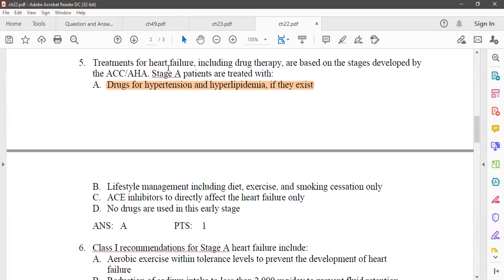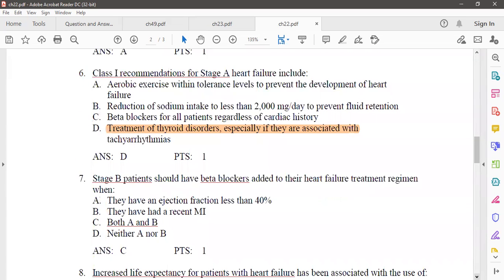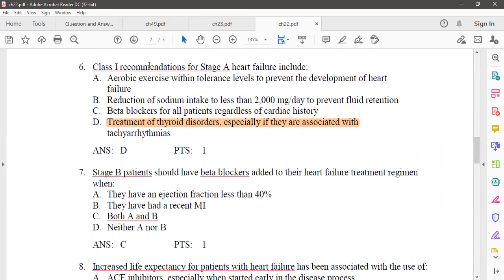Treatment for heart failure, including drug therapy, is based on the stage developed by the ACC and AHA. Stage A patients are treated with drugs for hypertension and hyperlipidemia if they exist. Stage A, we could start the medication. Class 1 recommendations for stage A heart failure include treatment of thyroid disorders, especially if they are associated with tachyarrhythmias.